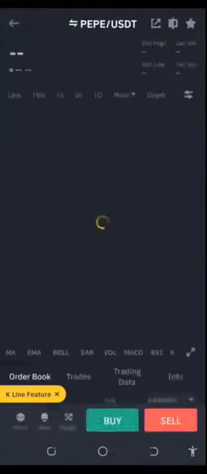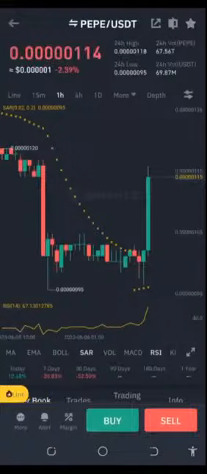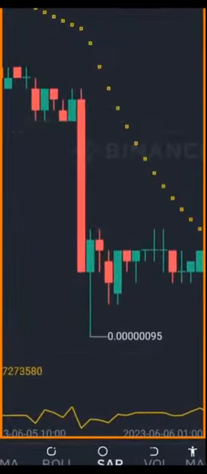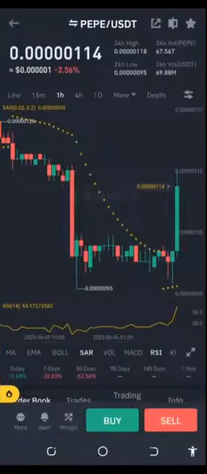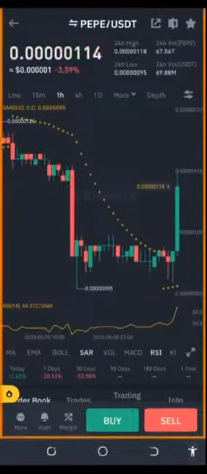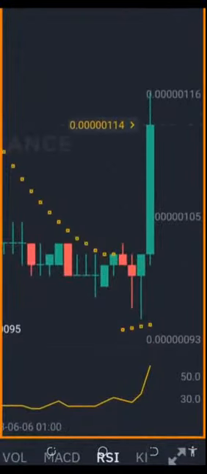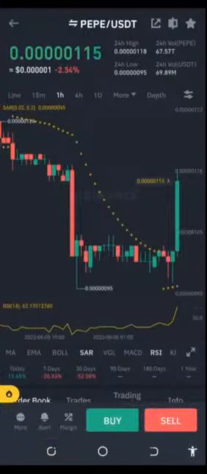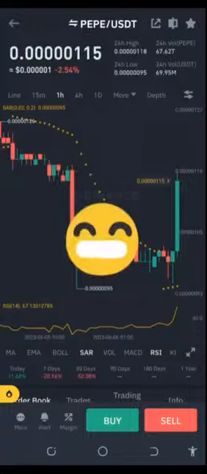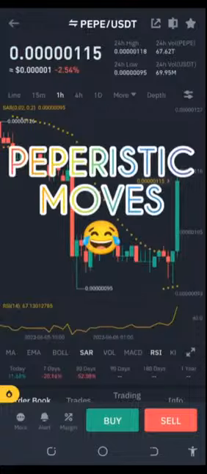If you check the charts, you would see that immediately after I placed my trade, there was a huge dip. Look at it, it went all the way down. Then it kept going sideways until just a few minutes ago, and it had a big pump, boom, to the top. So Pepe has shown that it's time for it to pepper us. Pepe has peppered us. It has given us some pepperistic moves.